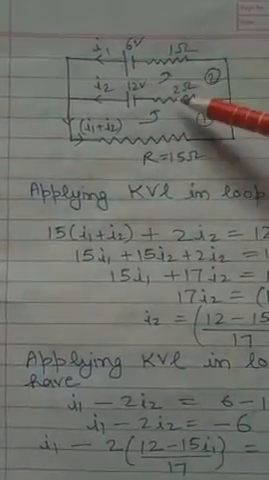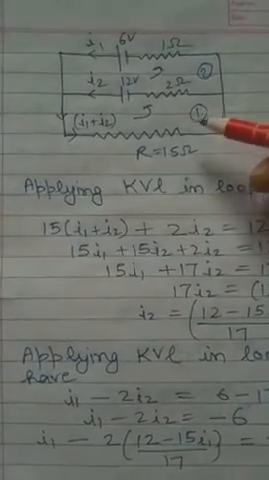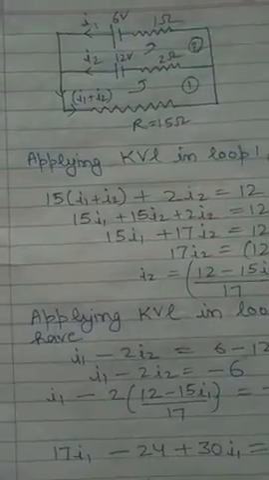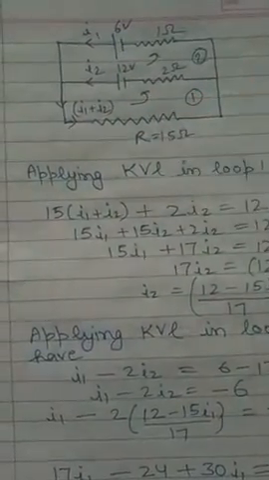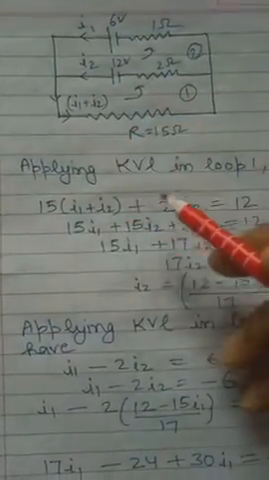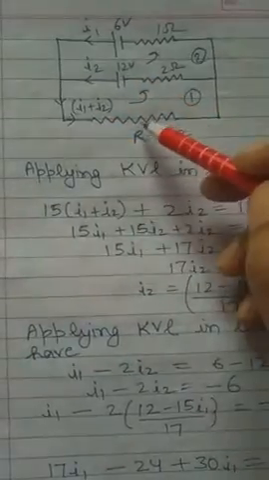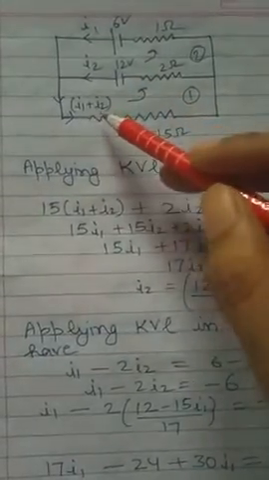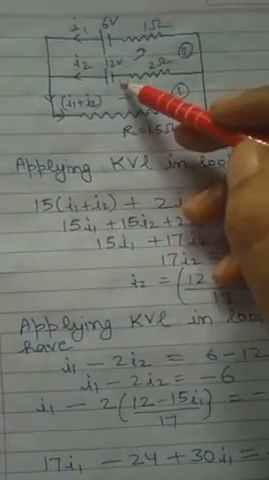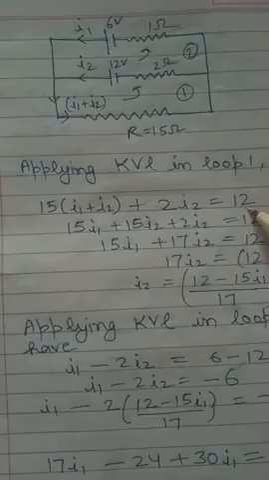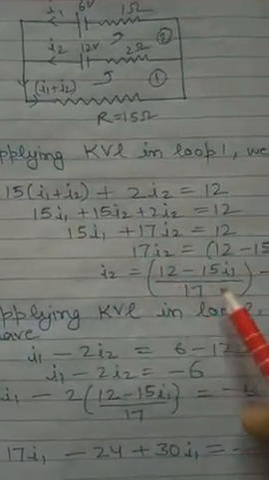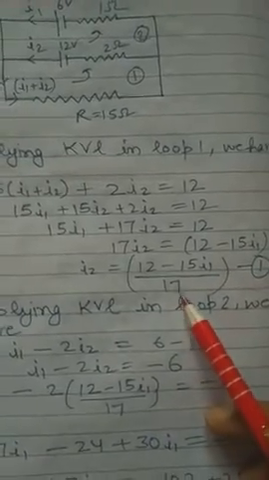Their EMF and internal resistance are given. We will apply KVL in these two loops. First we'll apply in this loop and second in this loop. When we apply in this loop, if we choose the anti-clockwise direction, we are going in the direction of the current, so it will be 2I2 positive. And when we come in this direction, again the current is in the same direction, so it will be plus 15(I1 plus I2), and we are going from negative to positive terminal, so this is also positive. Now solving this equation, we get I2 equal to (12 minus 15I1) upon 17.